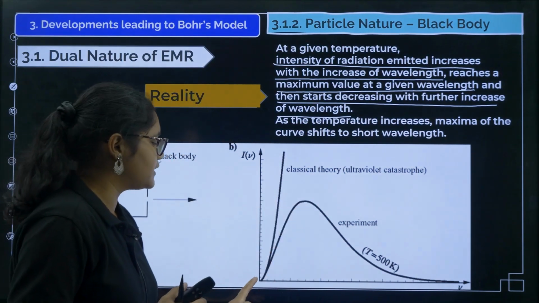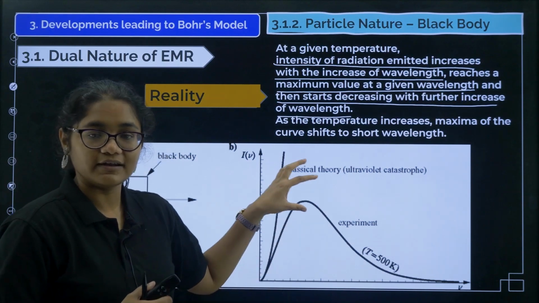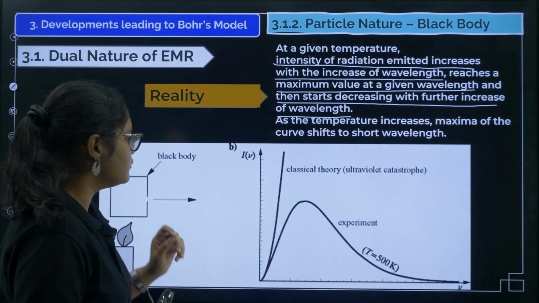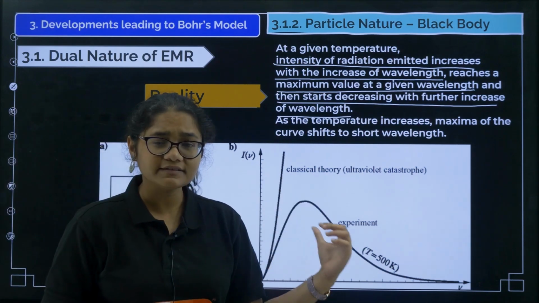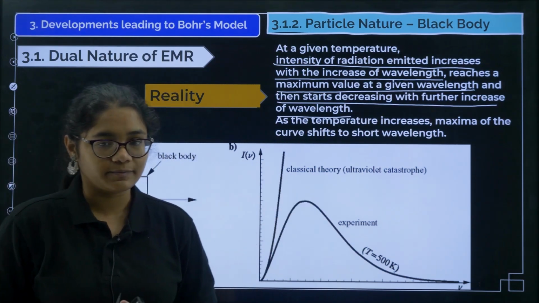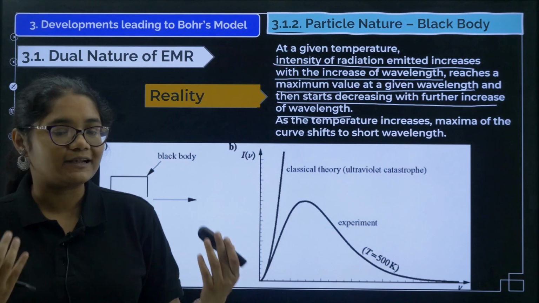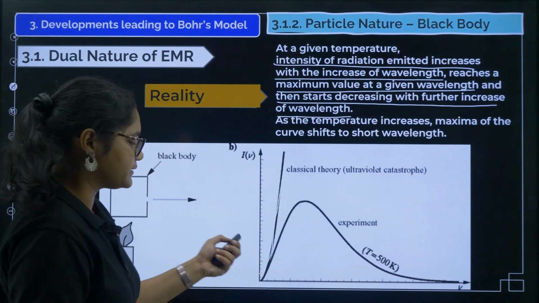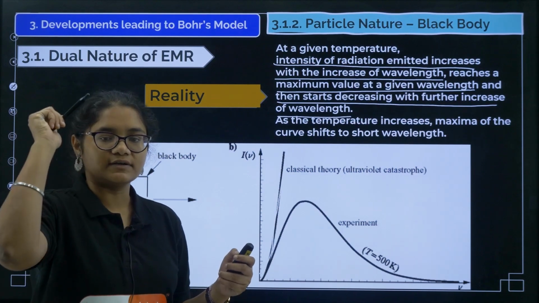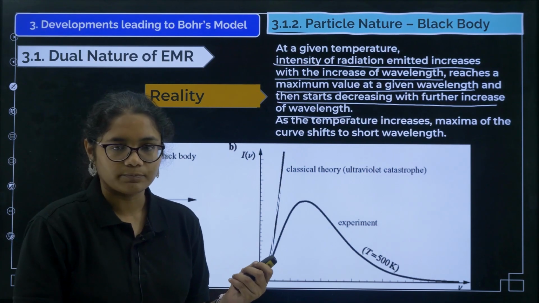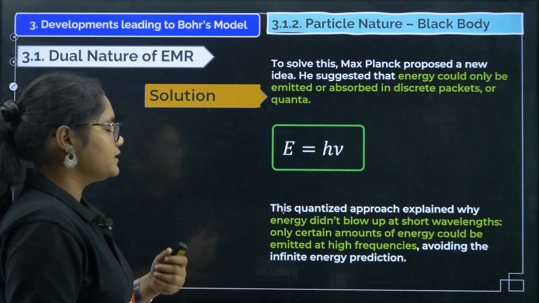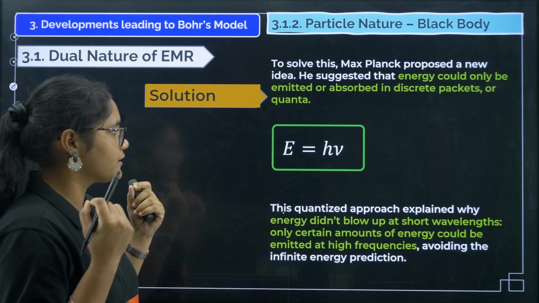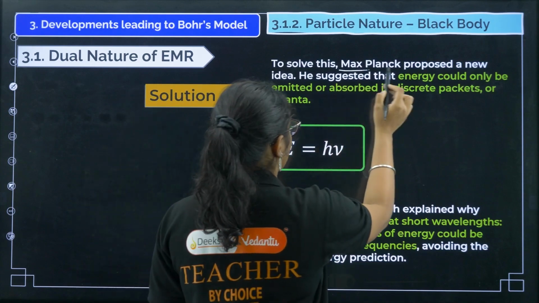But what was observed is that the intensity first increased, reached a maximum value, and then started to decrease. This was not expected by the scientists. What did the scientists expect? That the intensities would keep on increasing, but that was not happening. It increased to a certain value and then started falling down. Then what was the reason for this? How was this problem solved? This problem was solved by a very good theory given by Max Planck.